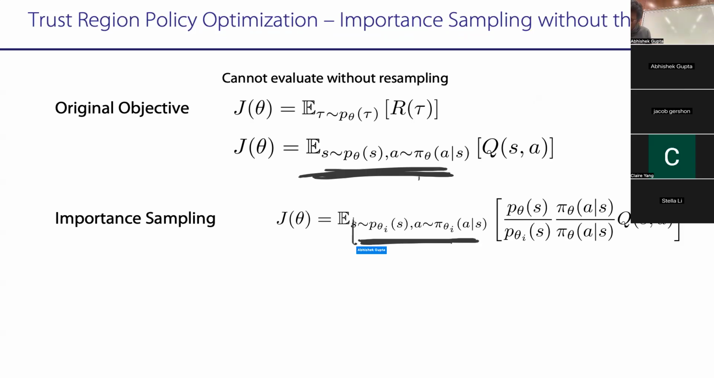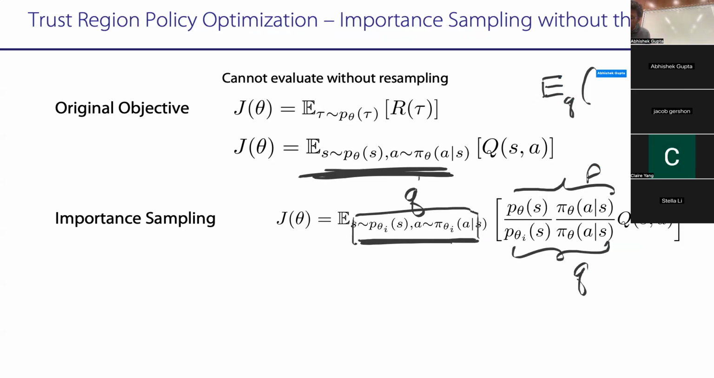This thing is your Q. You can kind of think of this as your Q. This is your P, this is your Q, right? So it's the same logic of expectation over Q of P over Q times F. Same logic that we applied in the last slide.